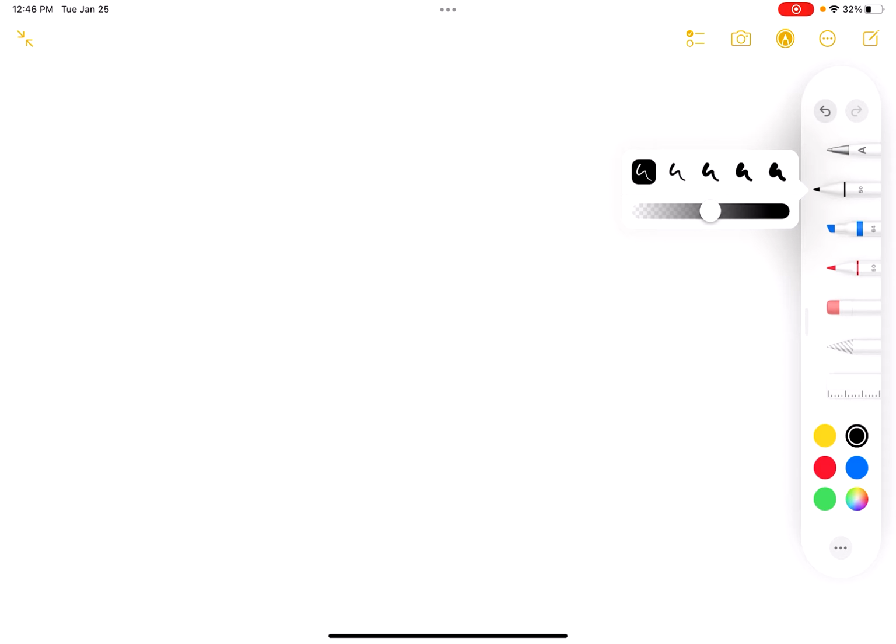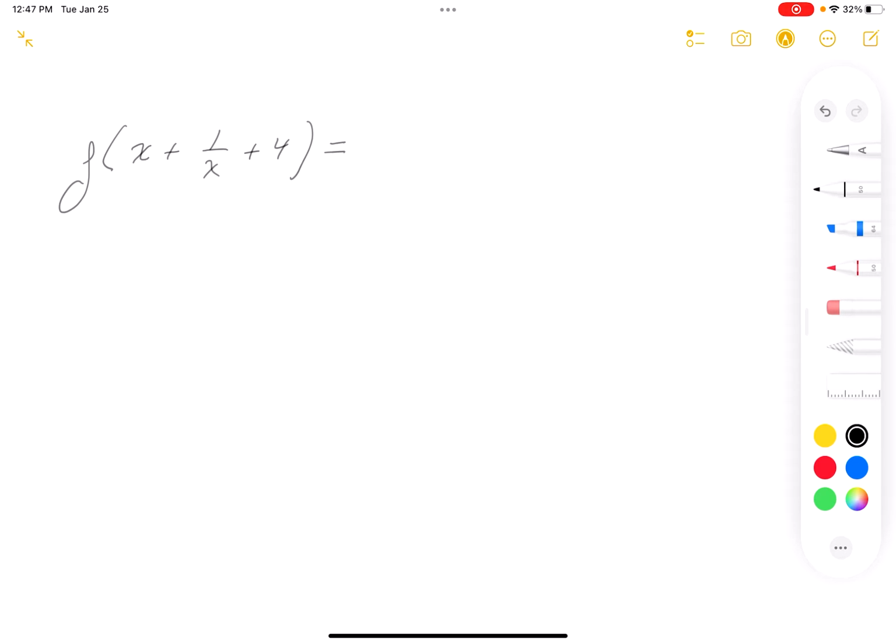Okay, so we're given a problem. I'll write this down for you. A function f, the argument of the function is x plus 1 over x plus 4, equals x squared plus 1 over x squared plus 16. And the question is, what's f of 17?